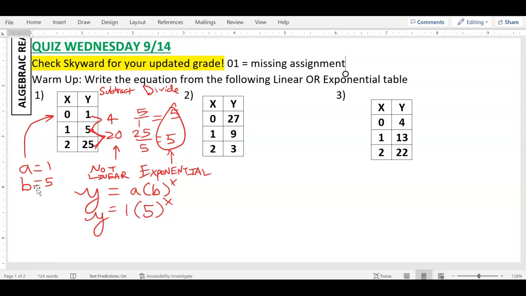Number 2. And I want you to understand this and not just copy it down when you take a picture on your phone, right? Okay, so number 2, we're going to subtract this. Bottom minus top. Okay, so again, we're going to subtract. 9 minus 27 is what? Negative 18, okay, because it's going down. 9 minus 27, okay? And then 3 minus 9 is what? Negative 6. So is this linear? Not linear, because it's not the same, okay?